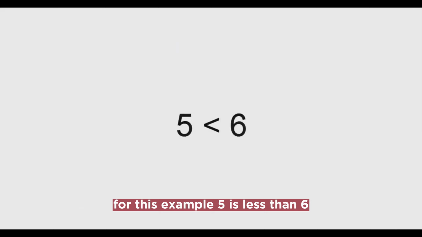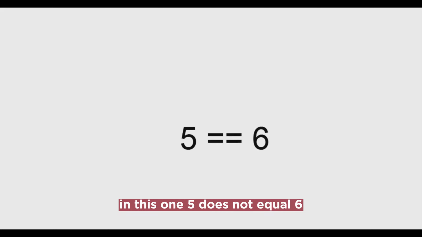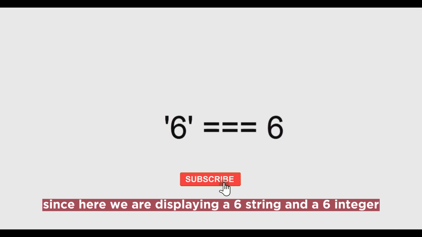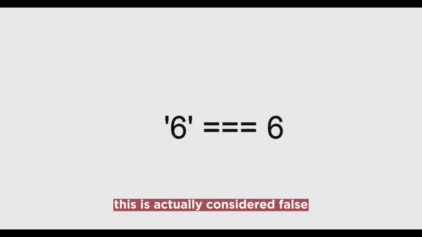For this example, 5 is less than 6, therefore the condition is true. In this one, 5 does not equal 6, therefore the condition is false. In this case, the triple equals operator means that the number must be the same as well as the type. Since here we are displaying a 6 string and a 6 integer, this is actually considered false.